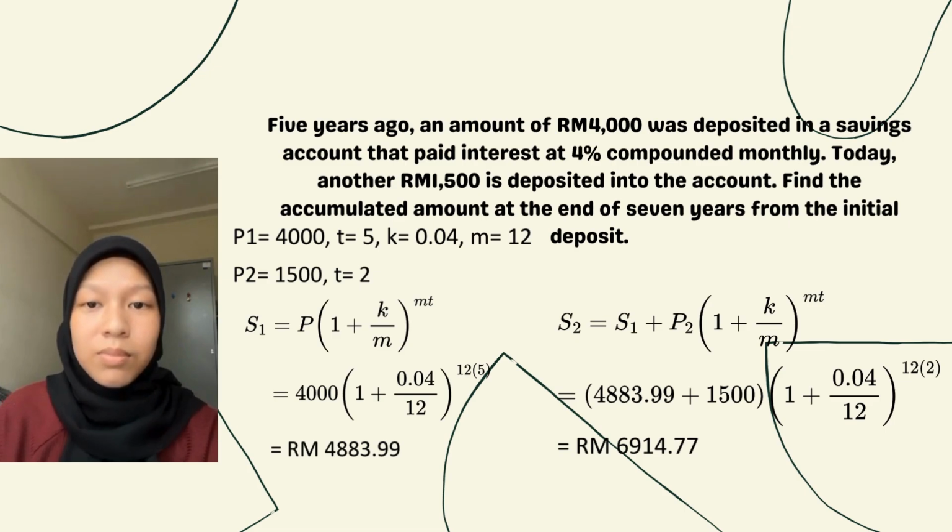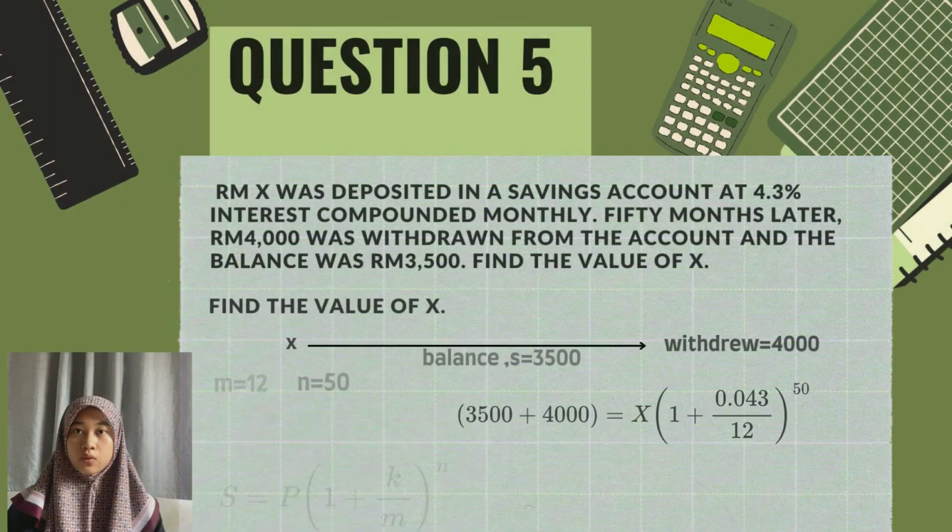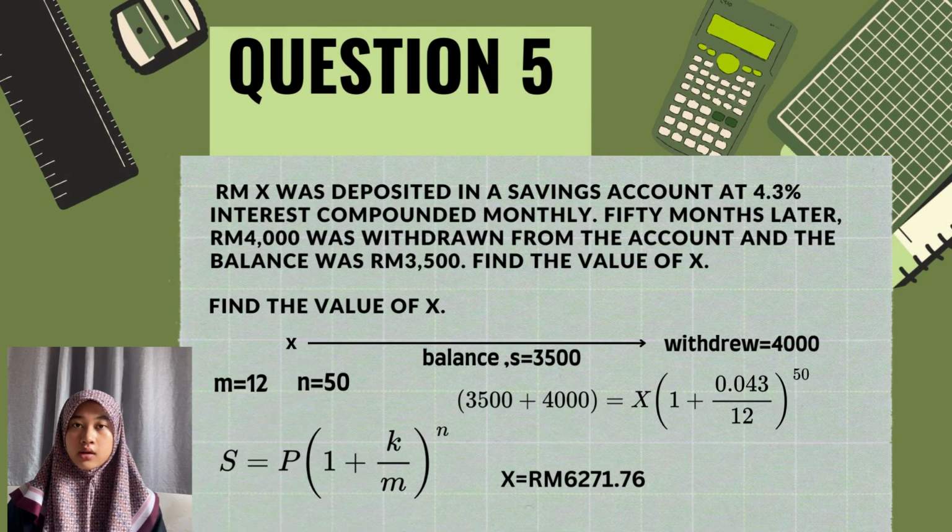For the second formula we use S2 equal to S1 plus P2 times 1 plus K over M power MT. So it will be 4,883.99 plus 1,500 times 1 plus 0.04 over 12 power 12 times 2. The final answer for this question is RM 6,914.77 cents.